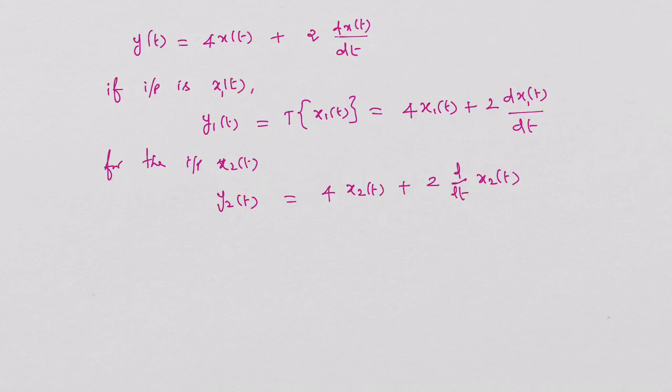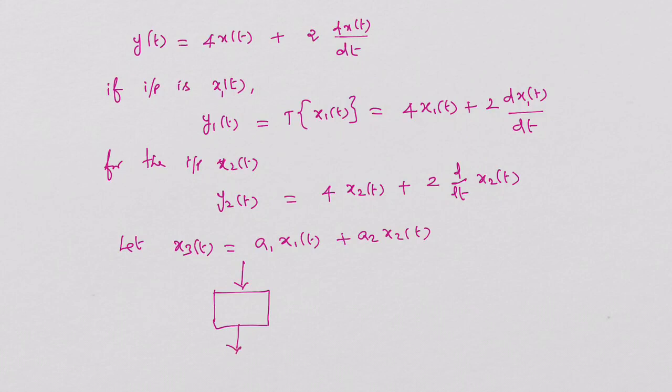Let us generate a new signal. What was the new signal? Let me call this x3 of t. Let x3 of t be the weighted linear sum of the inputs, a new signal generated as a linear combination of inputs. Let me apply this through the system, which is going to produce an output. Let me call the output at that moment y3 of t, the response of the system for the input x3 of t.